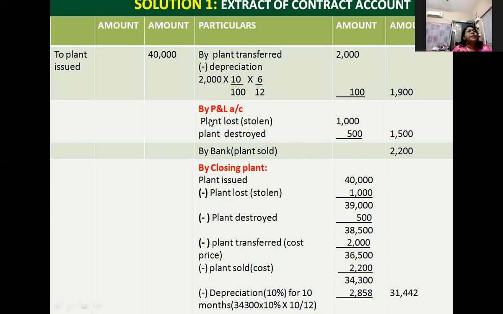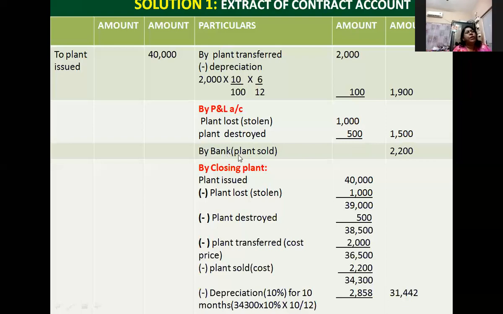Next, I credited by P&L account. Why I mentioned by P&L account: whatever plant we lost, the loss due to stolen or destroyed, that entire loss has to go to the P&L account. So that's what I mentioned over here. What is the value of the stolen plant? That is 1,000. What is the value of the plant destroyed by fire? That is 500. So the total loss to be debited in your P&L account is how much? 1,500.